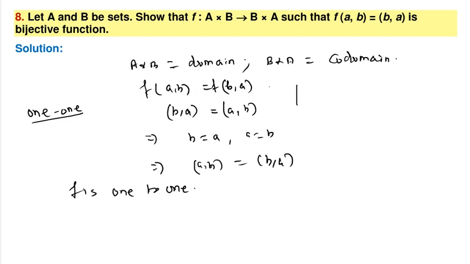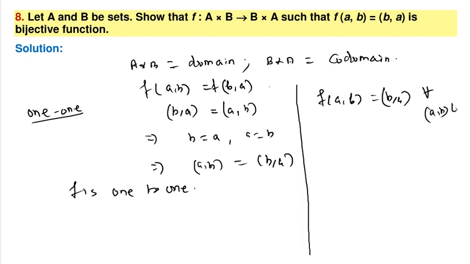For onto function, the image: f of (A, B) equal to (B, A) for all (A, B) belongs to A cross B. That means (B, A) belongs to B cross A. So this implies the range equal to B cross A. Then B cross A is the codomain, so range equal to codomain.